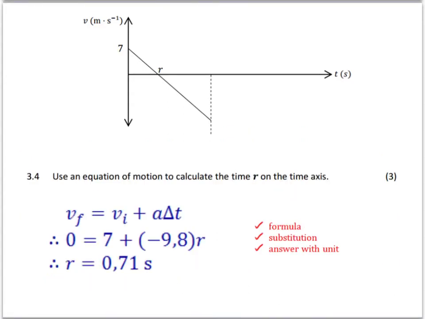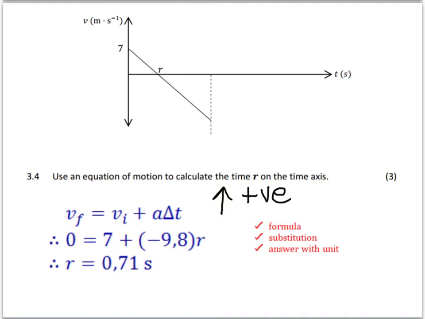In question 3.4, we're asked to use an equation of motion to calculate the time r on the time axis. That's your time at which your spanner is momentarily at rest. The information we have is this initial velocity of 7 meters per second. We know that the gravitational acceleration is negative 9.8 meters per second squared, and this is consistent with a direction convention of choosing up as positive. Obviously you could have chosen down as positive as well.